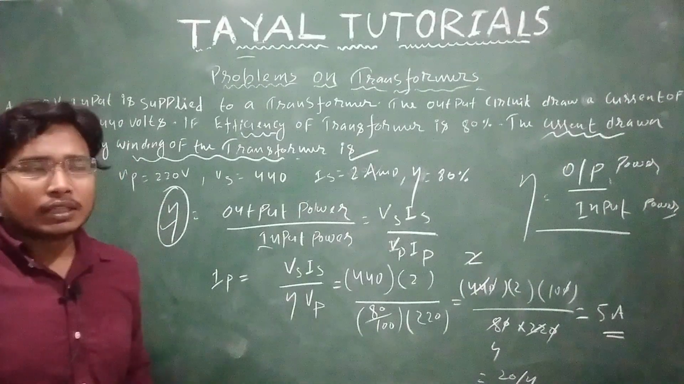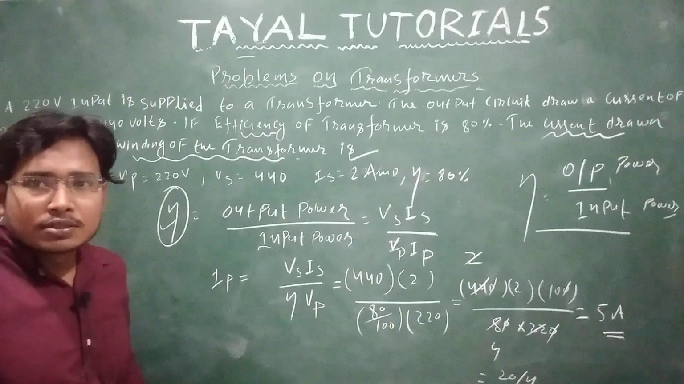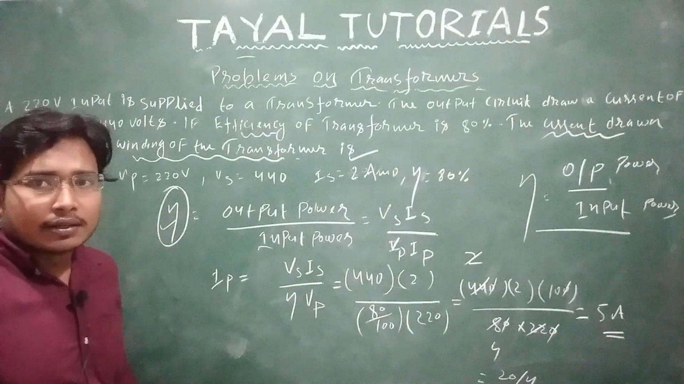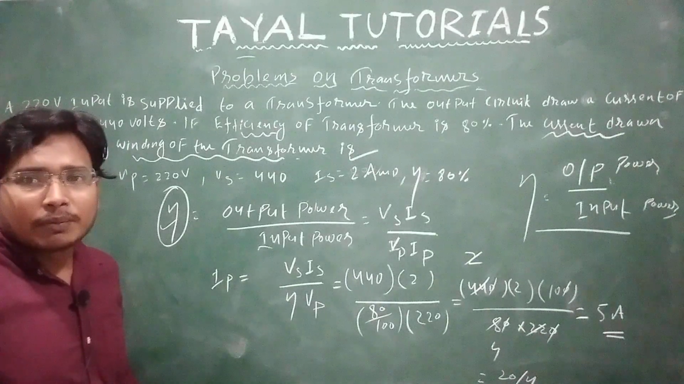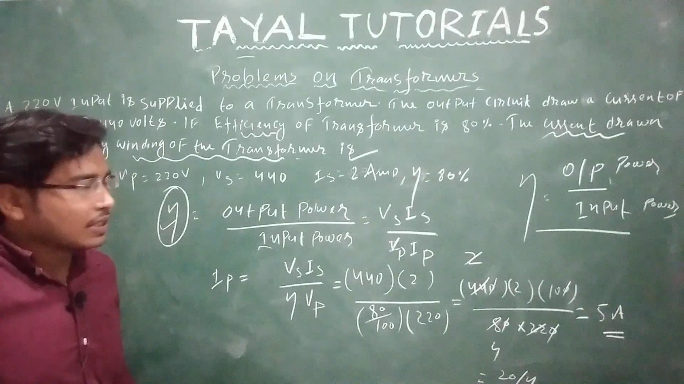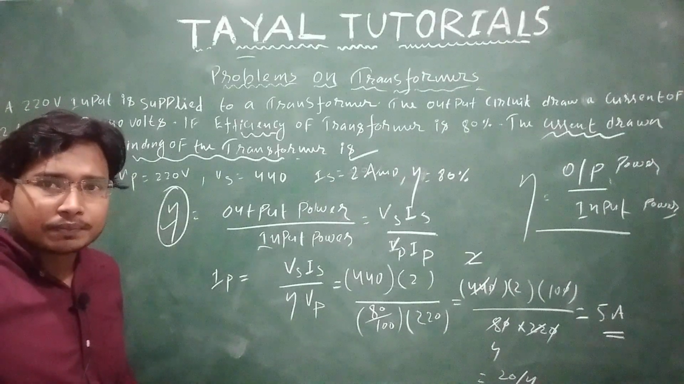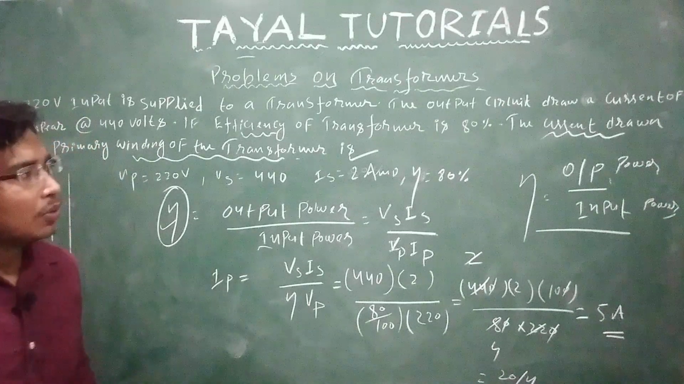What they have mentioned, they have given your primary voltage, secondary voltage, secondary current and efficiency, and they have asked you the primary current. You can simply apply that efficiency formula. Efficiency is equal to output by input. Okay, so here is one extra point I would like to give.